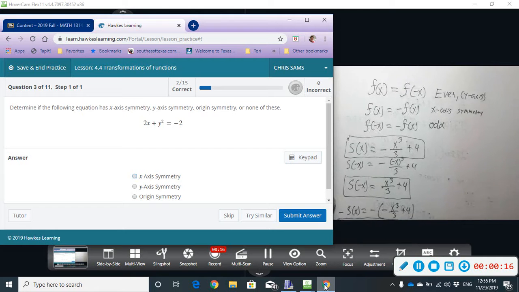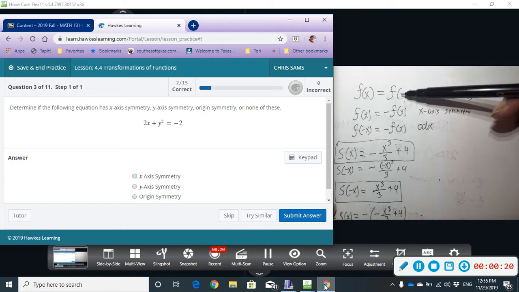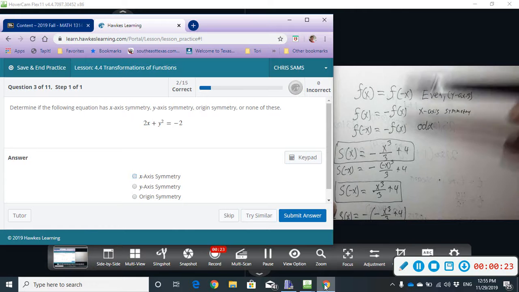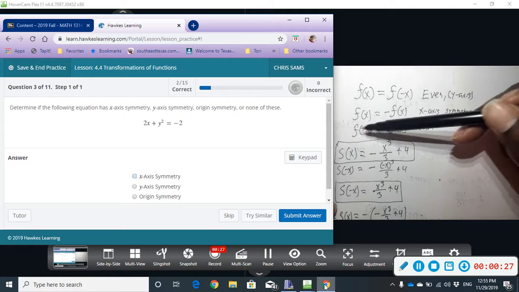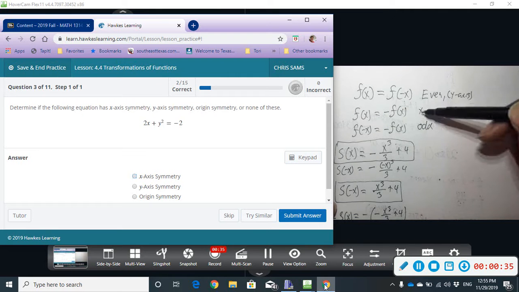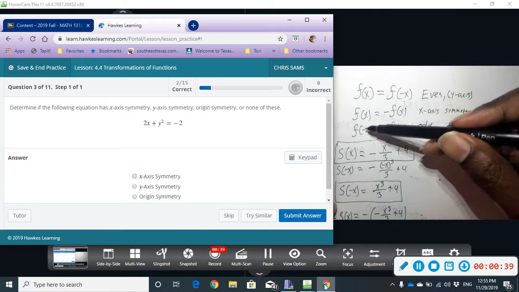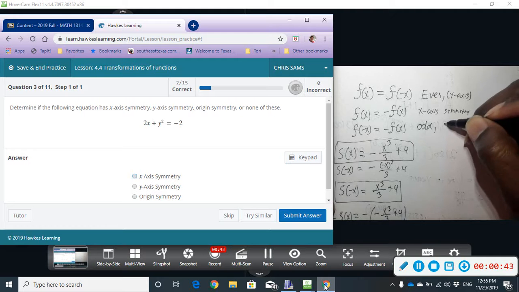You compare the original to negative f of x, or f of negative x. You compare the original to negative f of x, and then you compare f of negative x to negative f of x. The first one is even, which is y-axis symmetry. This one in the middle is x-axis symmetry. It does not have a special name. And then this third one is odd. It is also origin.